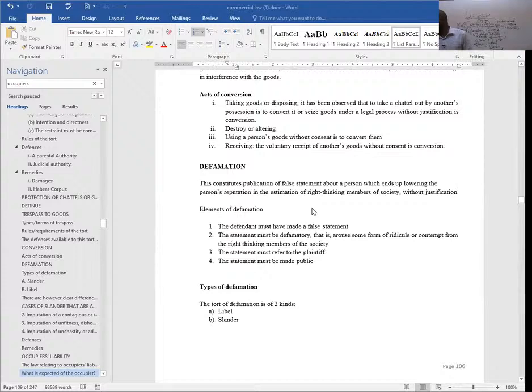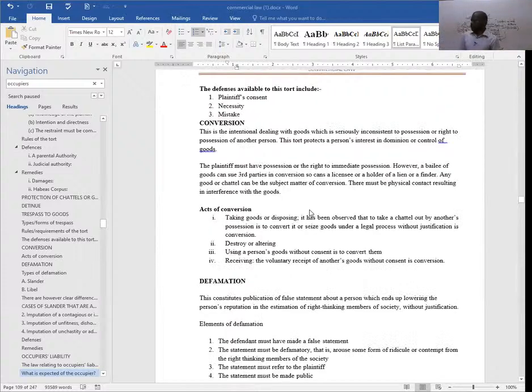So you can see there what defamation is. It constitutes publication of a false statement about a person, which ends up lowering the person's reputation in the estimation of right-thinking members of the society without justification. So basically, publishing or mentioning a statement which is not true about a particular person. It's a tort that constitutes giving out false information about a person, which lowers his or her reputation in the society.